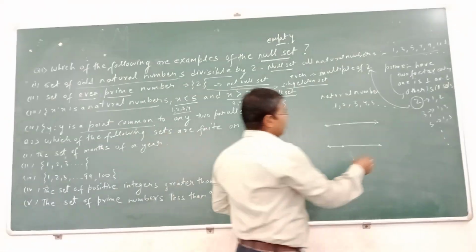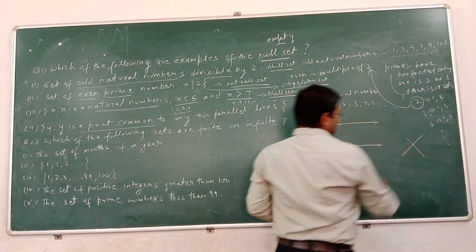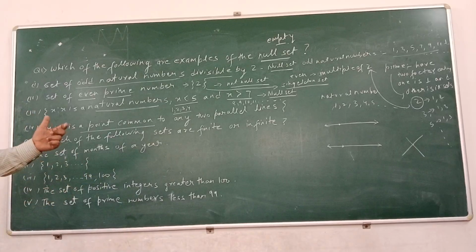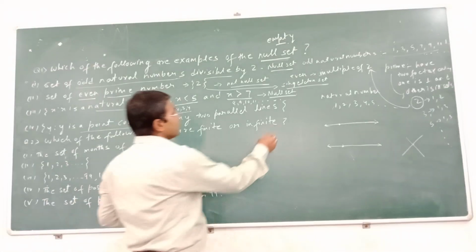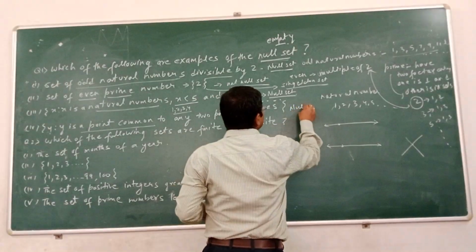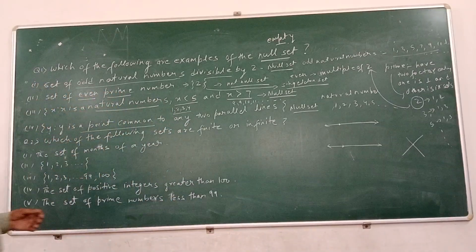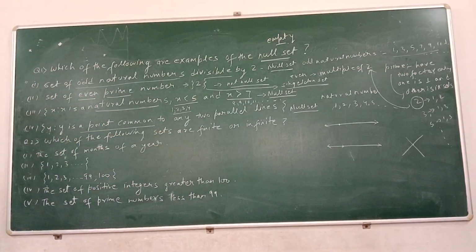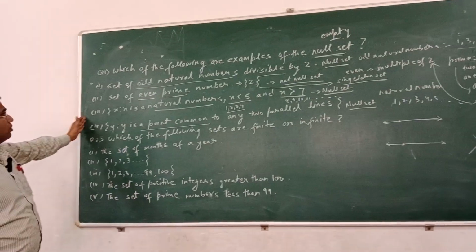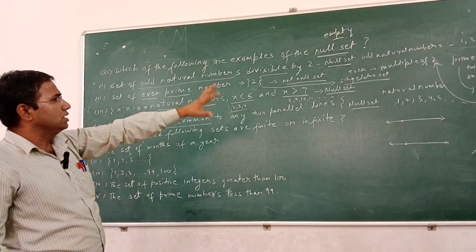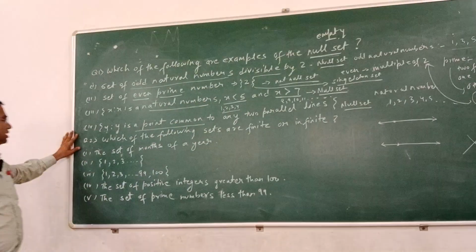Common will be when both intersect each other. But here the lines are parallel. So this is also a null set, because in this no element will be there. Okay, understood? So see what a null set is, the examples that were there, why these examples are null sets and why others are not null sets, the reason is given here.